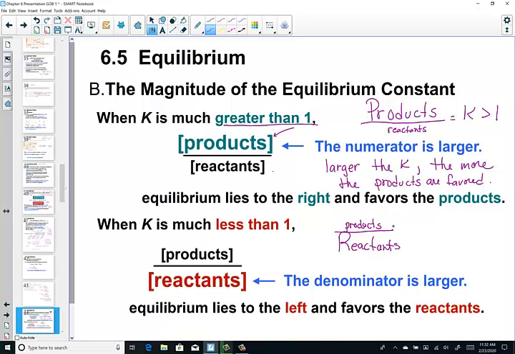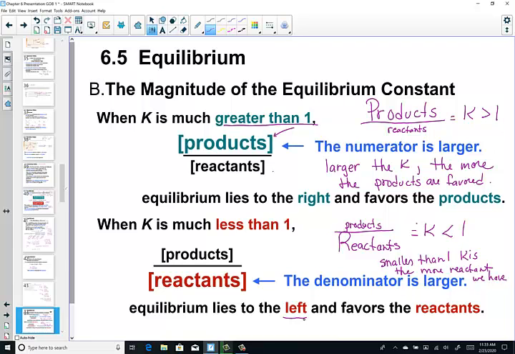The ratio of products over reactants that comes out less than 1 tells us that the reactants are favored. And the smaller K is, the more reactant we have. And we would say that the equilibrium is favoring the left side, the reactant side.